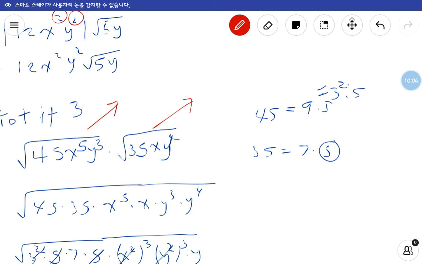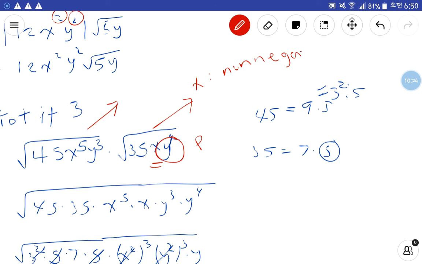So 35x y to the fourth power. Y to the fourth power anyway is going to be positive, right? So your x needs to be non-negative because the entire 35x y to the fourth power needs to be positive. So x is non-negative. And then y, it doesn't really matter. This time your y could be both. I know that the sign part is kind of confusing, right?